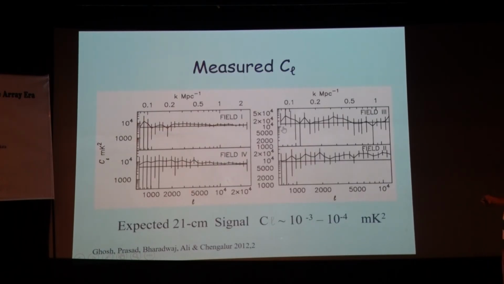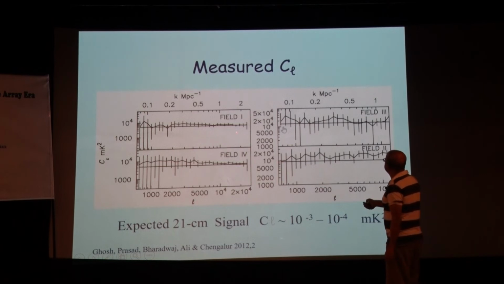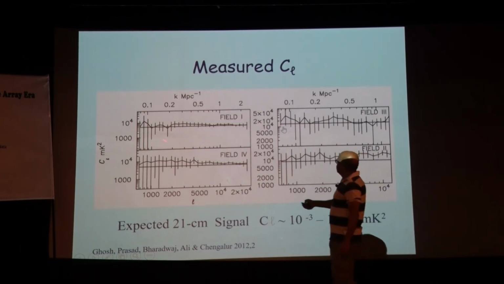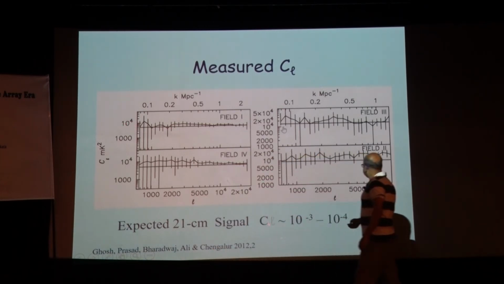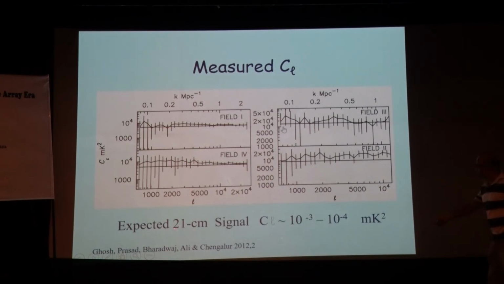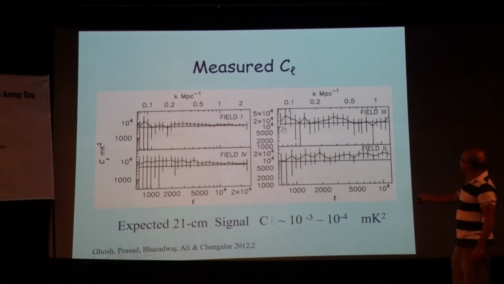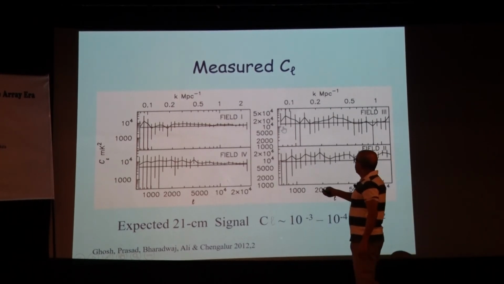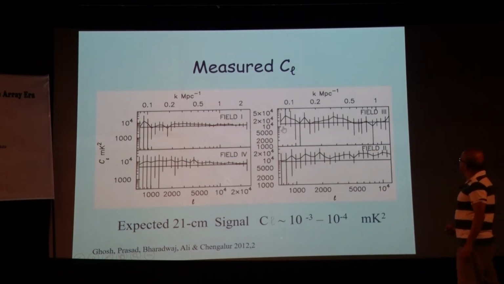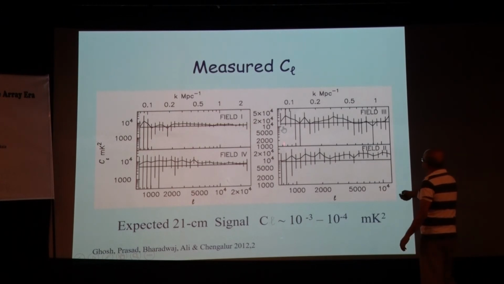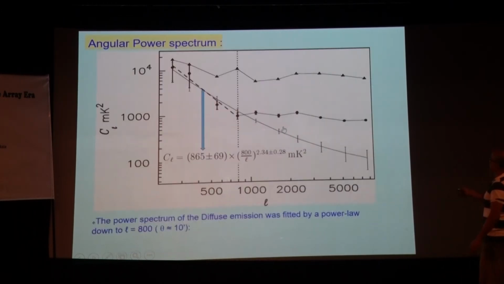And this is a measure of the brightness temperature fluctuations in that field and in several other fields. Just to put things in perspective, look at the number here, 10 to the power 4 millikelvin squared, whereas the 21 centimeter signal fluctuations we are talking about are of the order of 10 to the power minus 3 to minus 4 millikelvin squared. So the point is that if you take a simple radiometer, make a radio interferometer and measure the fluctuations you receive, you will find that something else dominates the signal, and these are foregrounds.